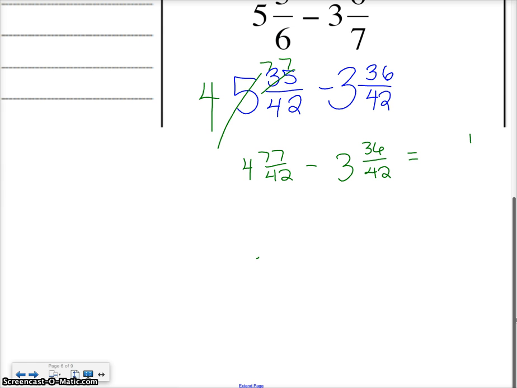7 minus 6 is 1. 7 minus 3 is what? 4. 4 wholes, take away 3 wholes is 1 whole left. And that's our lesson. So you regroup if you can. If you can't, you go ahead and make it go into the negative. But if you go into the negative and if you can borrow, you must borrow.